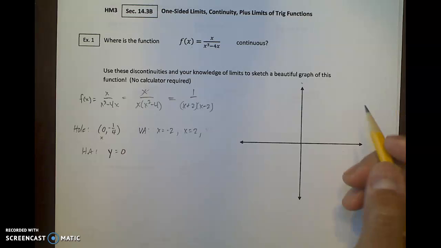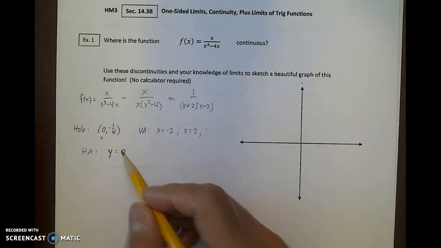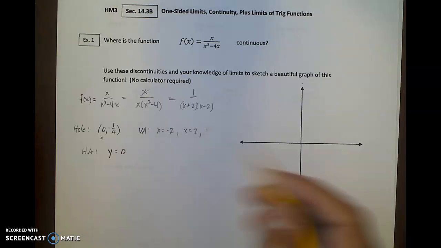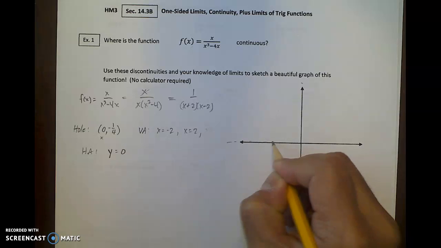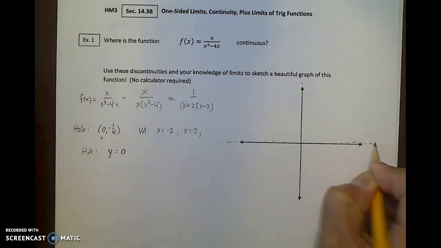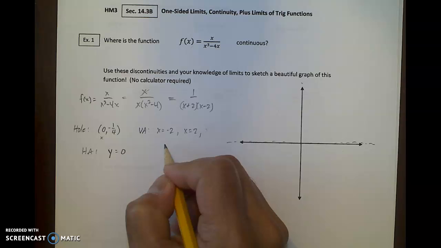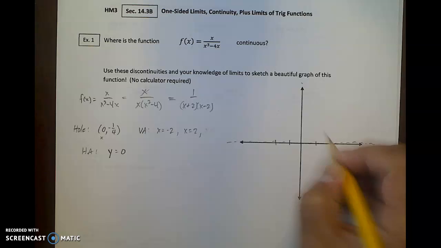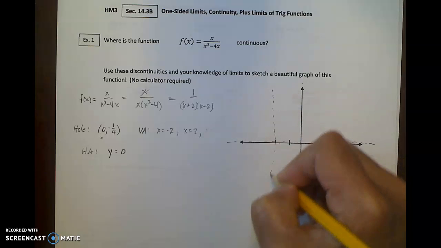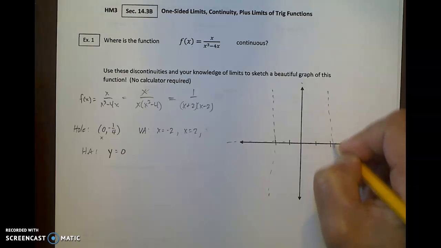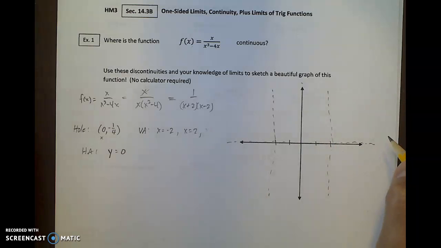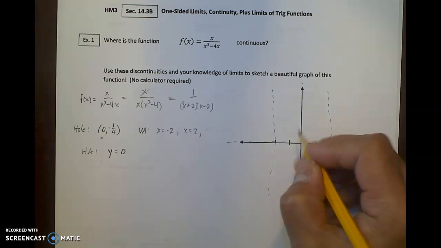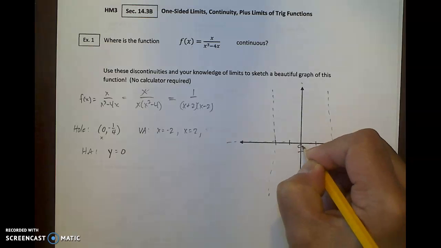Okay, so let's go ahead and graph what we have so far. We have a horizontal asymptote at y equals 0. There's our horizontal asymptote. Vertical asymptotes at x equals negative 2 and at 2. And we have a hole at (0, negative 1/4). So there's a hole right here.